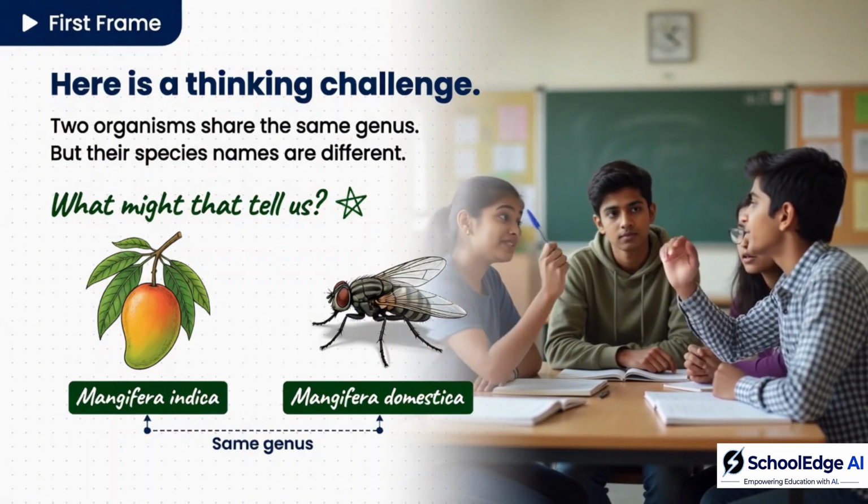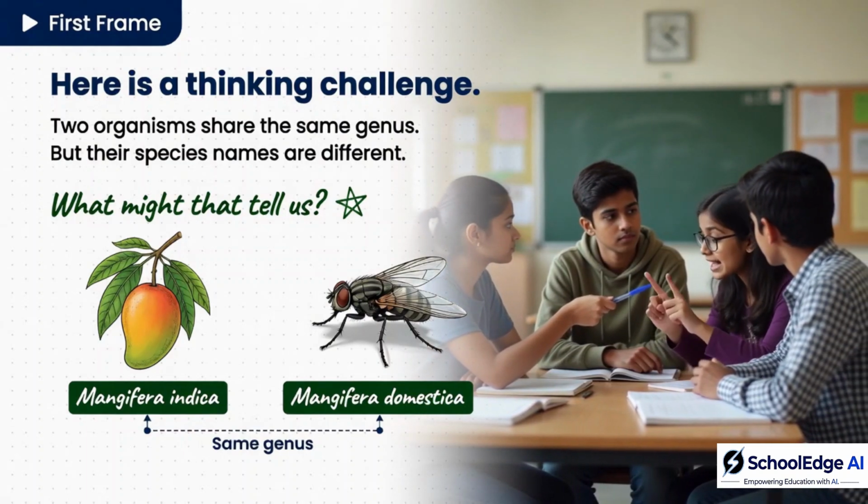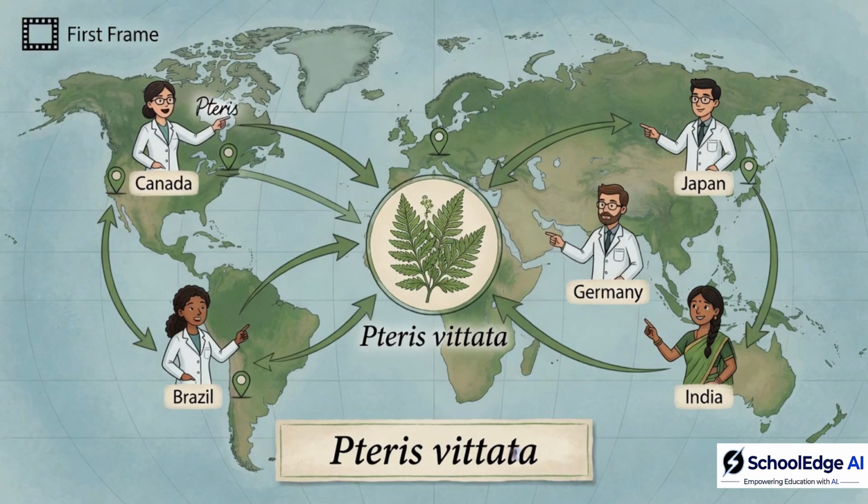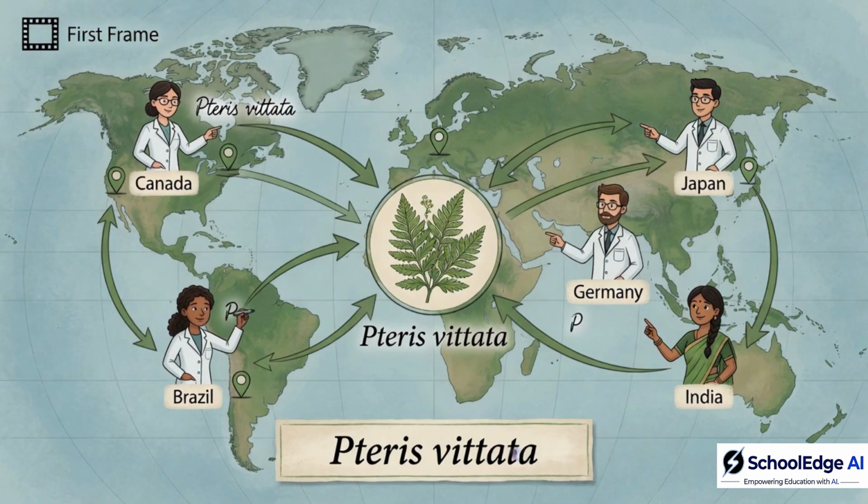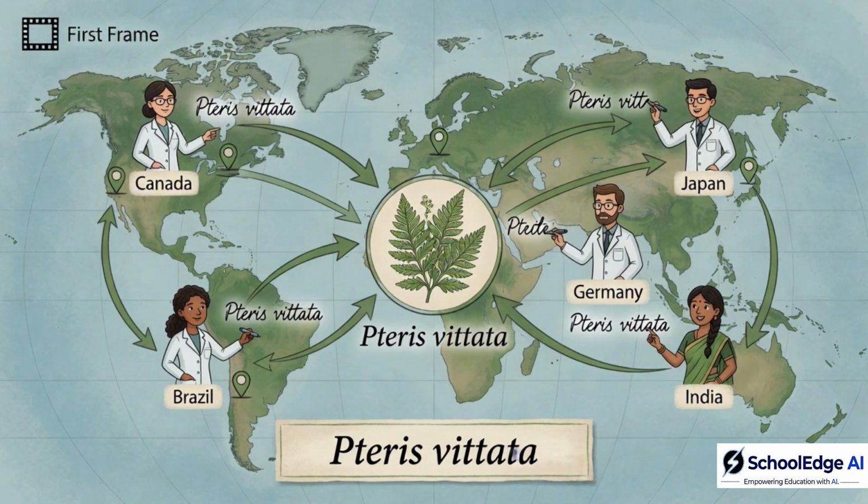It means they're related but different species. Like the mango and the fly? Yes, they have a common ancestor. Imagine a world without scientific names. Would studying living things become harder? Why do you think one global system is useful?